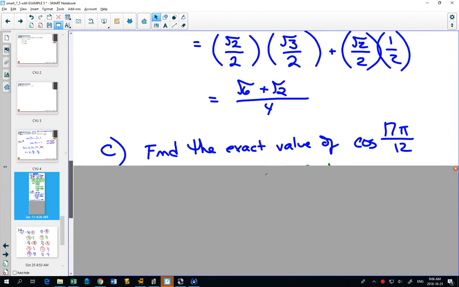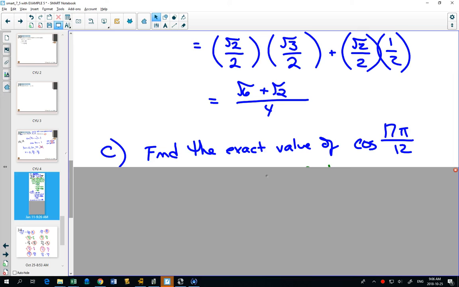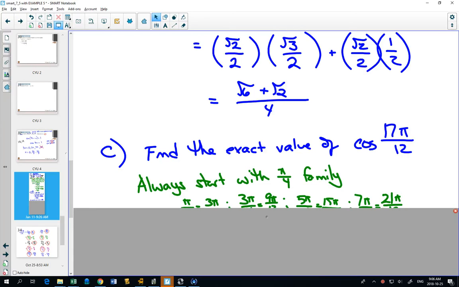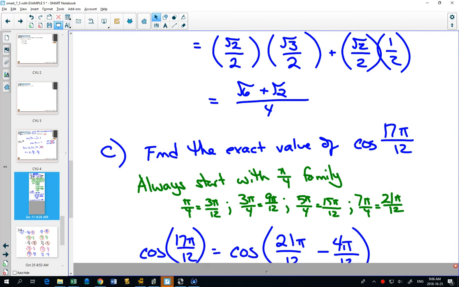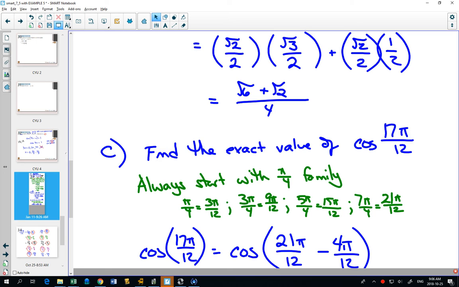And then it does not matter if you get to cos of 17 pi over 12. It does not matter which one you use, your answer will work out. So I decided here to use, right, it says start with any pi over 12. I decided to use the 21 pi over 12 minus 4 pi over 12. And when you're starting with any family member, you can change all your pi over 4s to be something pi over 12, and I suggest starting by writing it.